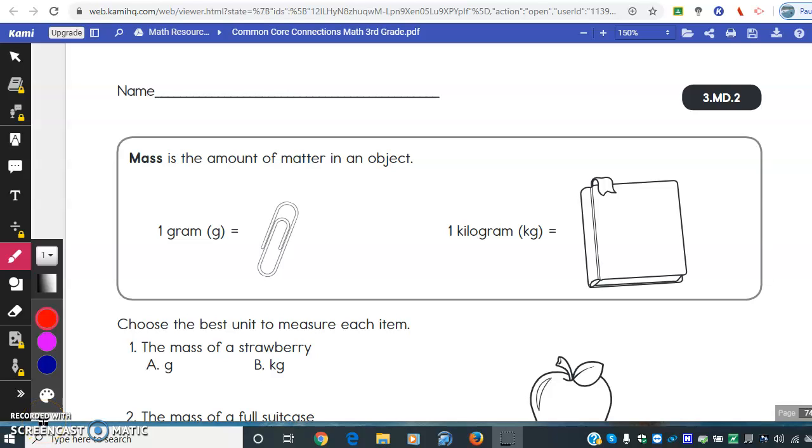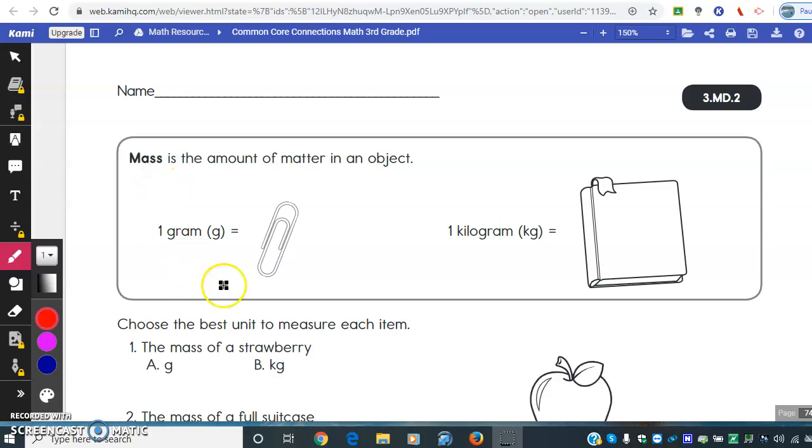Hi everybody, we're on learning packet number 2, day number 4, the second math page, which is all about mass. Mass is the amount of matter in an object. And we're going to be specifically focusing on the metric units of mass. Remember, metric units of mass are how people in pretty much every other country except for the United States measure mass. Here we use pounds, but everywhere else they use kilograms and they use grams.